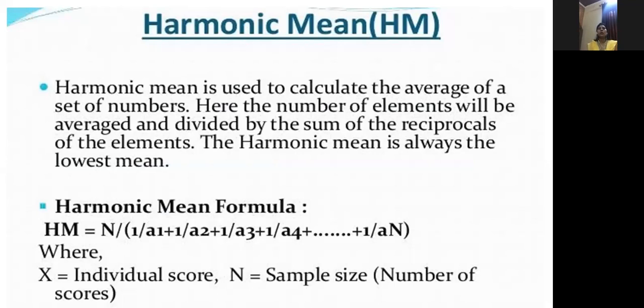The next is harmonic mean. What is harmonic mean? This harmonic mean is also another average which is used for a set of numbers, to calculate the mean of a set of numbers. And here the number of elements is divided by the sum of the reciprocals. So this is another formula we use to calculate harmonic mean.